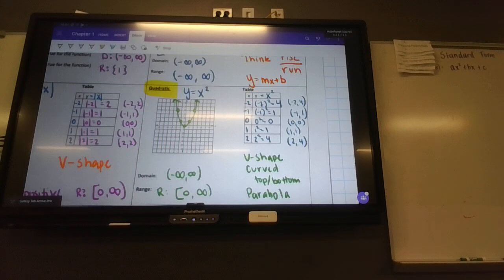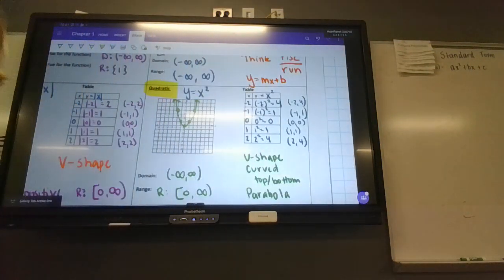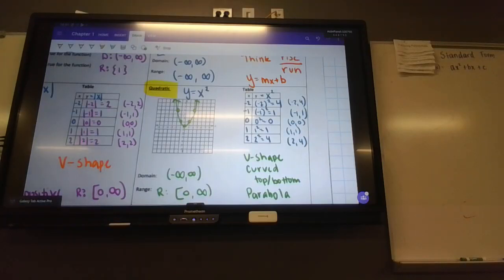All right, so we're going to now open our books to page 6, was it? No, page 13. And we're going to now try to answer some questions using this handout. You can also use the examples in your book.